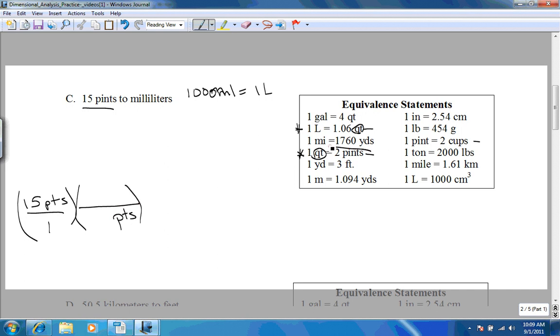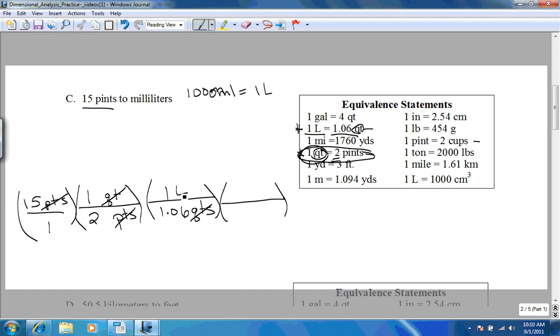Now if we look over here at our conversion factor, the number 2 goes with pints. And that equals 1 quart. So I'm going to put that on top. So pints and pints cancel out, and we're left over with quarts. Now we need to get from quarts to liters. We have quarts on top, which means we want to put quarts on the bottom. You notice that 1.06 goes with quarts. That is equal to 1 liter. So that's going to go on top. Quarts on top, quarts on bottom. That means those cancel out.